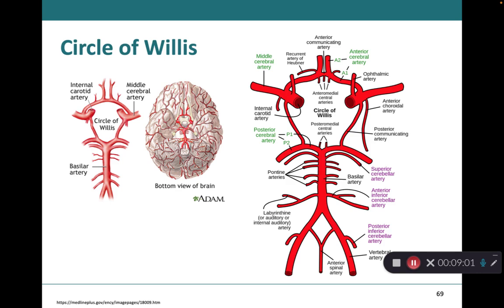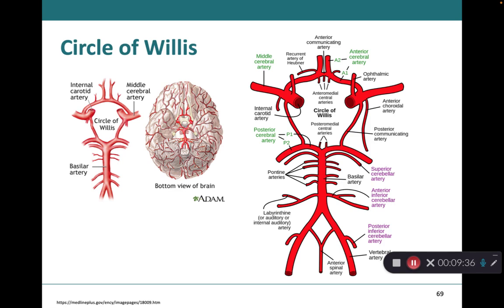So if we have an ischemia here, and this is a decrease in oxygen supply to the tissue due to some blockage, if the medial portion is affected here, this would affect the primary motor and somatosensory cortex of the brain. So if you remember that from A&P1. So we would have loss of sensation of the contralateral side of the body.